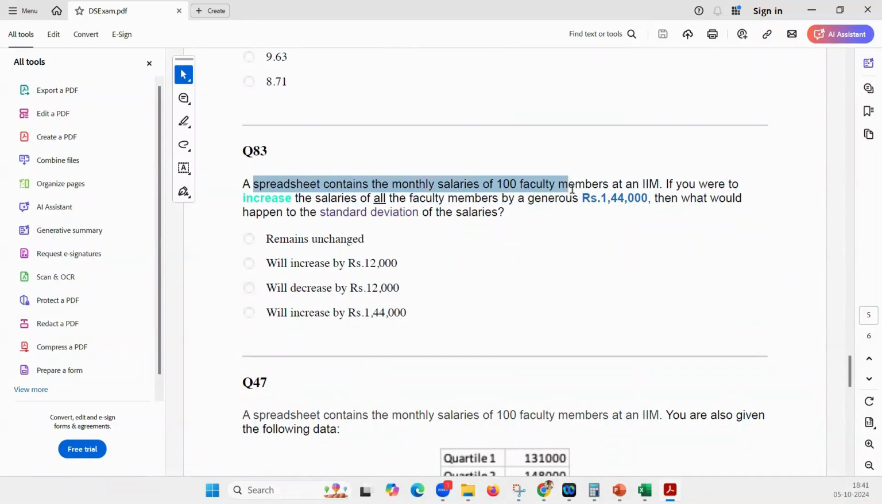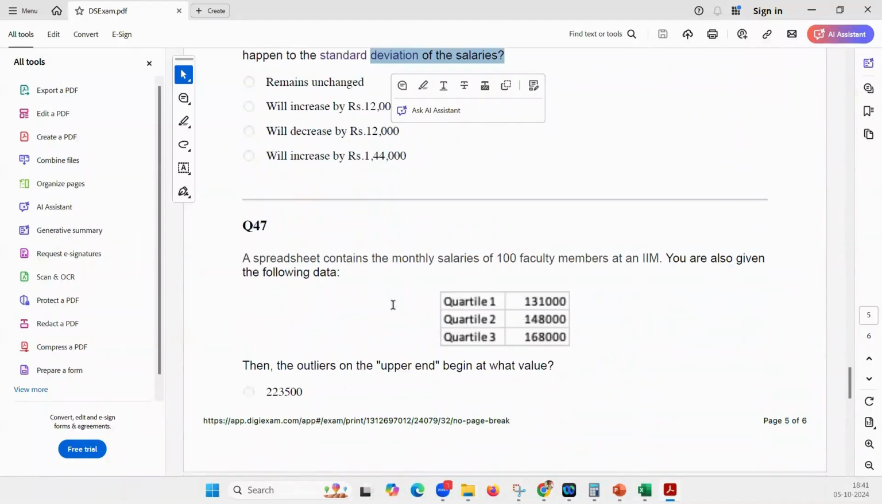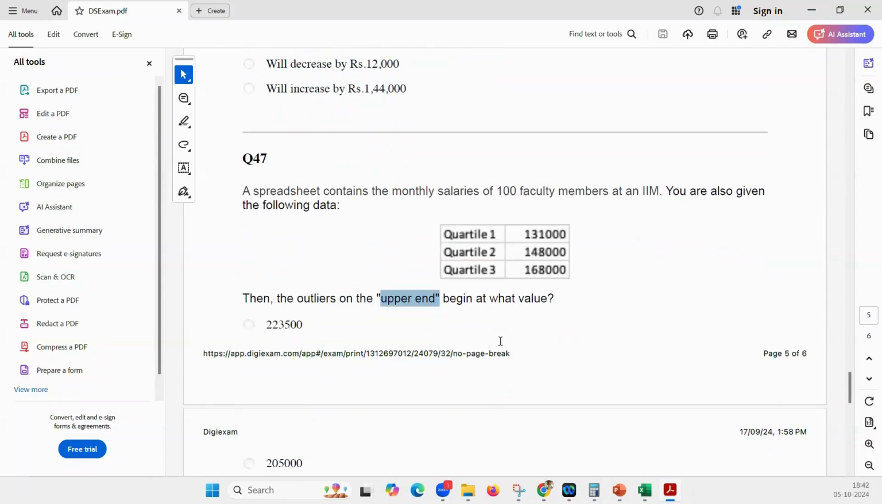Now this one: a spreadsheet contains monthly salaries of 100 faculty members, and if we increase everyone's salary, does the standard deviation change? Standard deviation remains unchanged. And you have quartile 1, quartile 2, quartile 3. Where does the upper end begin? That also we have. Tell me what is the upper end for outliers. Recollect it. Q3 plus 1.5 into IQR. Upper end is Q3 plus 1.5 into IQR, isn't it?